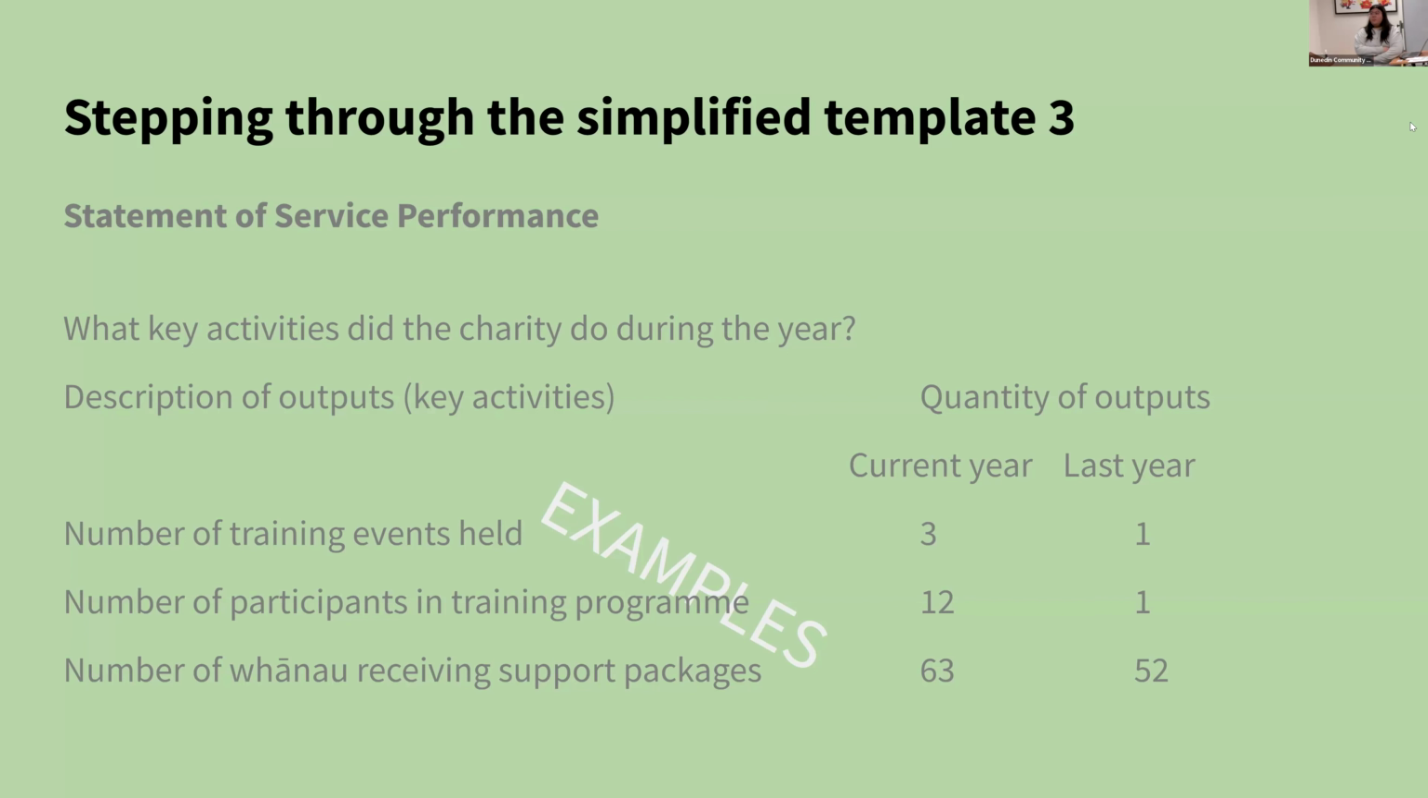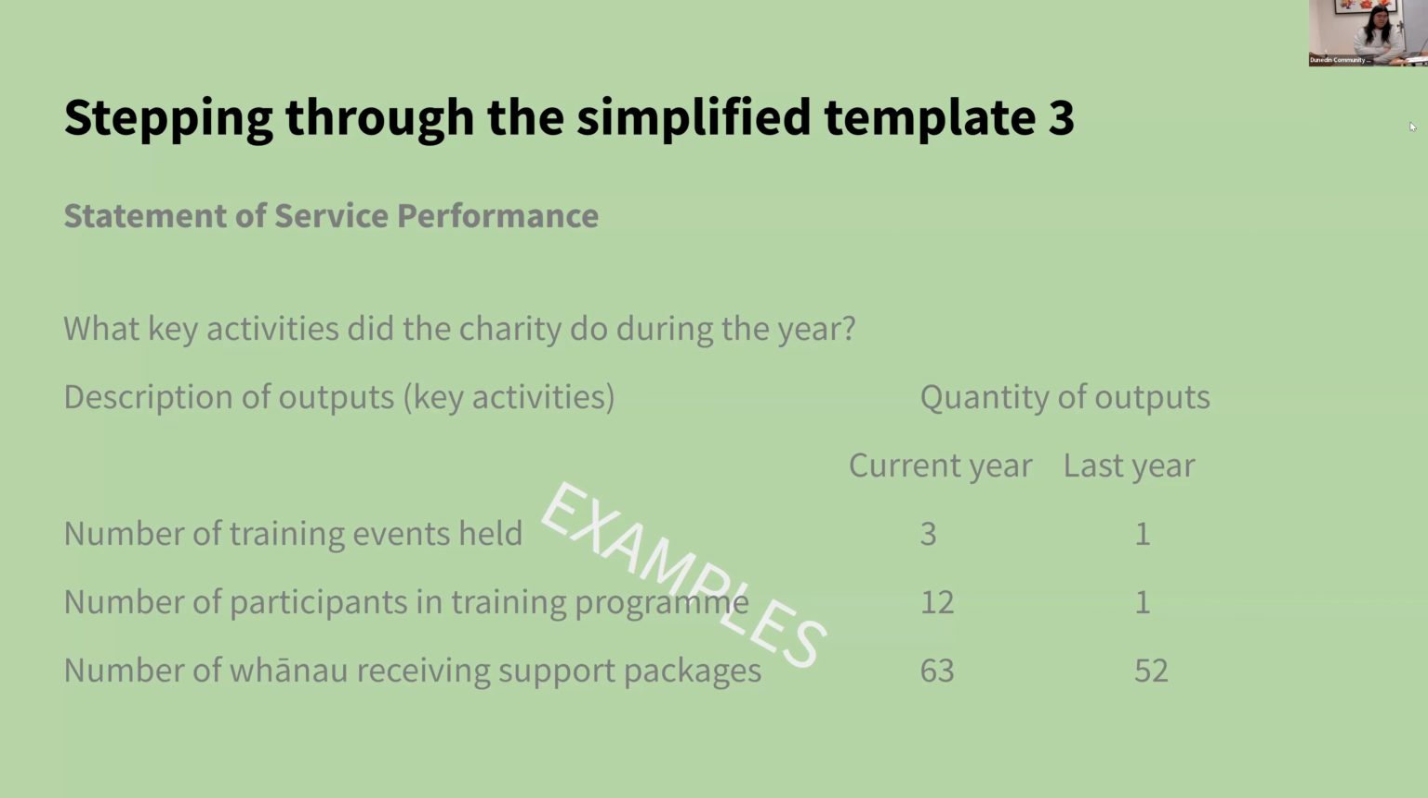And this is probably the section where you want to focus more on the performance of the organization rather than the figures, because it's really trying to show what you're passionate about as an organization and why you exist. So for example, these are just example figures for DCA. The number of training events they held this year is more than last year, which is positive. And then they had more participants in training programs, as well as more whānau receiving support packages.